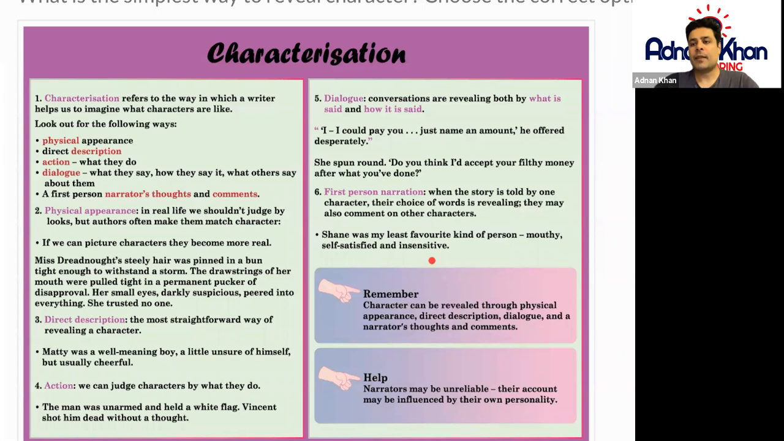Always remember that characters can be revealed through physical appearance, direct description, dialogue, and a narrator's thoughts and comments. And narrators may be unreliable. Their account may be influenced by their own personalities, but then that's for you to judge as a reader of what a person's characterization is like.